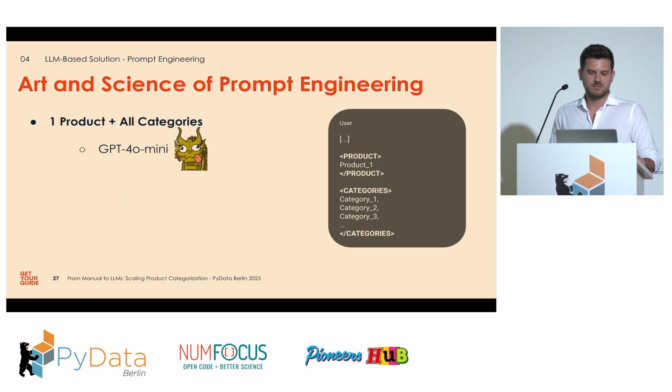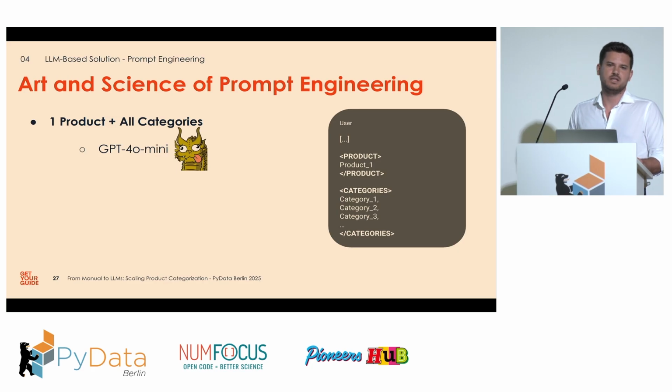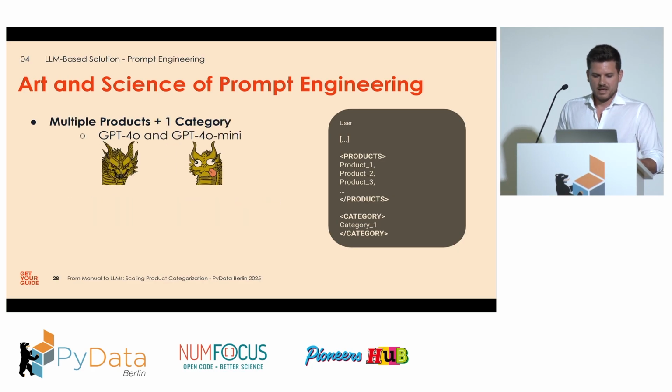Then we tried the same setting, one product, all categories, with a smaller model, GPT-4o mini. The problem here was that the drop in quality was too significant for us. The mini model struggled with the nuances that were required. We had a lot of categories, 600. It could classify, but for some products it would always pick the same one, or miss some small nuances. At that time, precision and recall were too low, so results were not reliable, and we didn't move forward with this approach. Then we tried multiple products and one category, so we flipped the case.